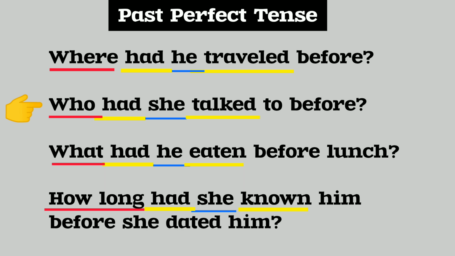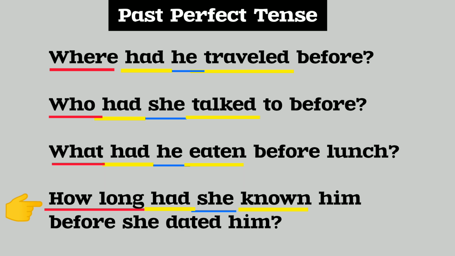The next question says, what had he eaten before lunch? Again, we followed this same formula. However, here it used before lunch. The last one is, how long had she known him before she dated him? Again, your WH question, how long, then had, she, and then known, that is the verb, past participle.